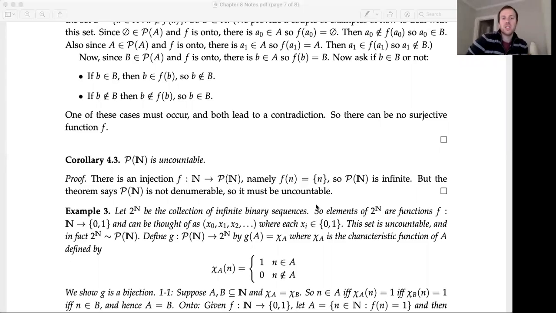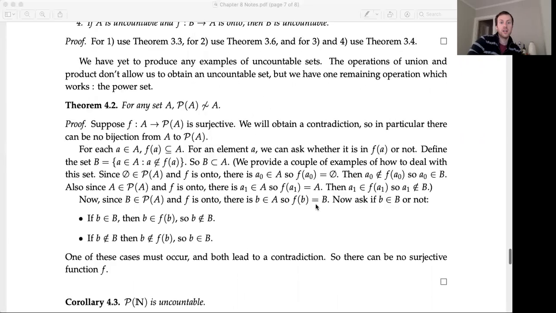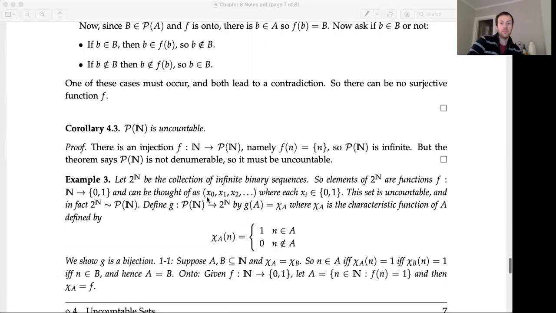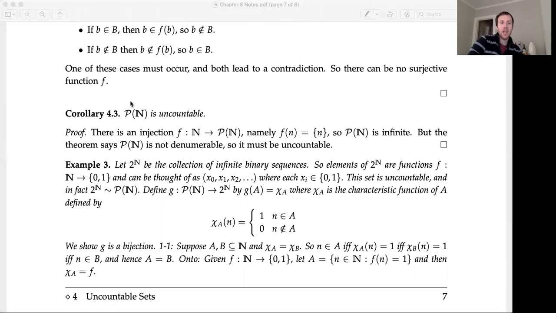So what this says is that there are different sizes of infinite sets. There really are. The natural numbers and everything that have that size are kind of the smallest one. The power set of the natural numbers is another bigger infinity. And this is, in fact, another popular size.